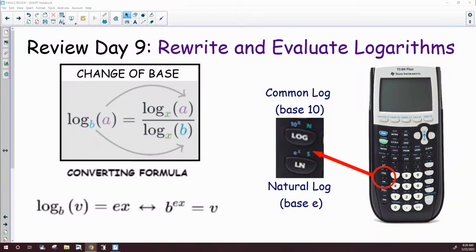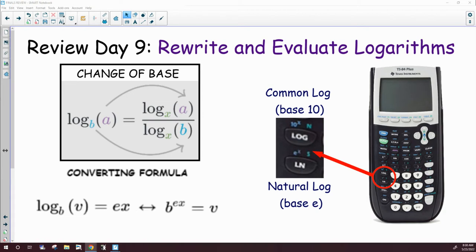Review day 9. Rewrite and evaluate logarithms. Your packets on number 7. This first slide shows you a lot of good, interesting stuff. We got the change of base formula. We got the converting formula. And we have the 2 most important buttons on your calculator.